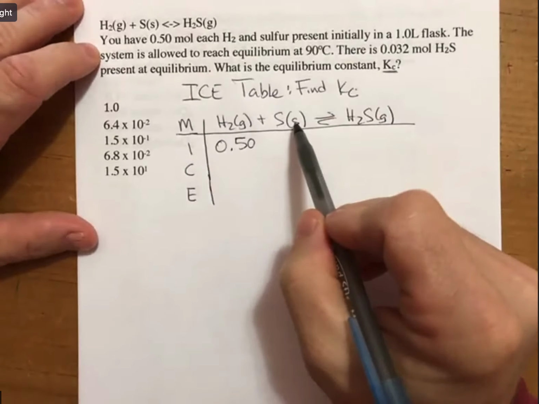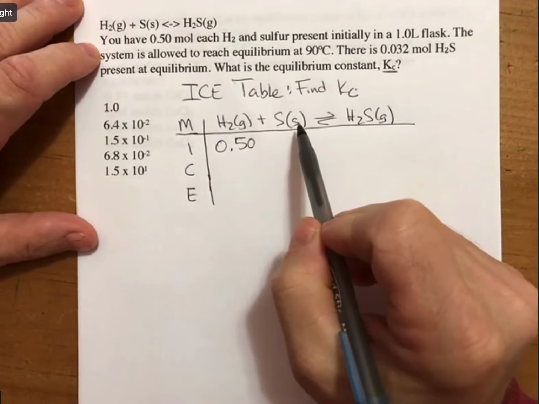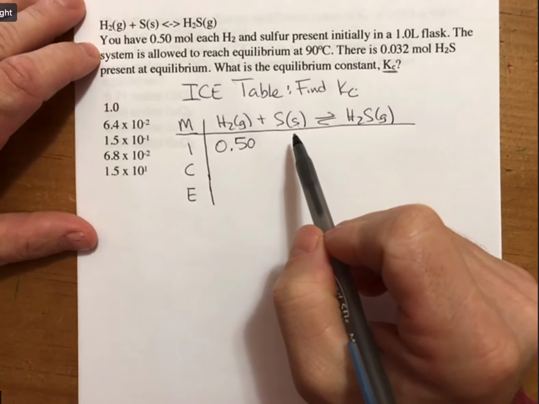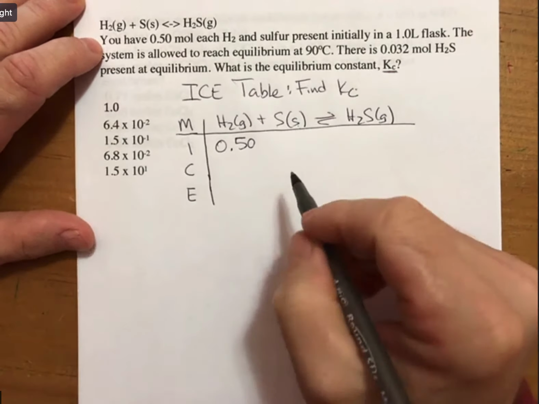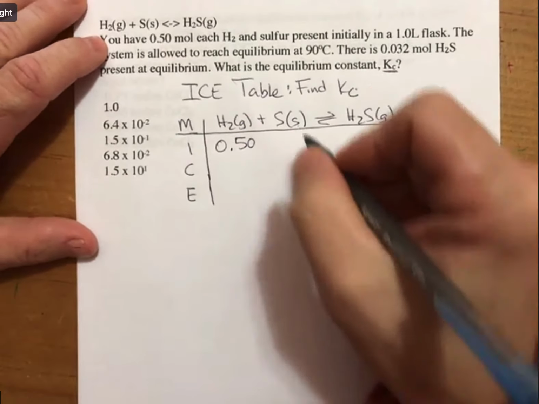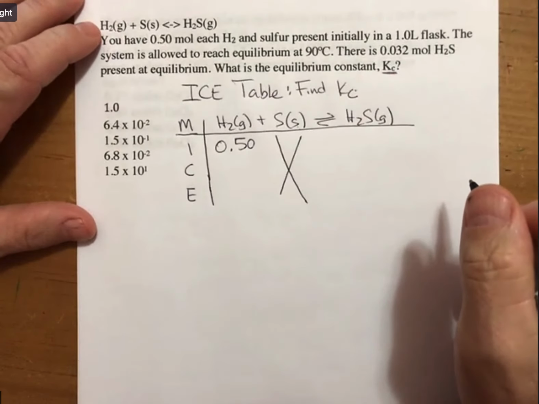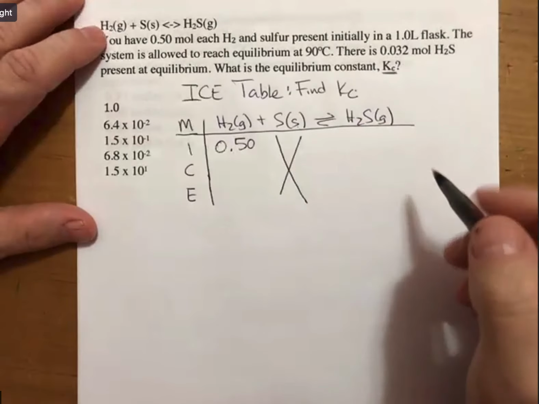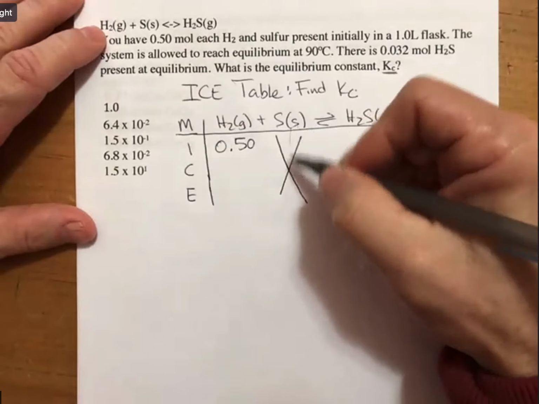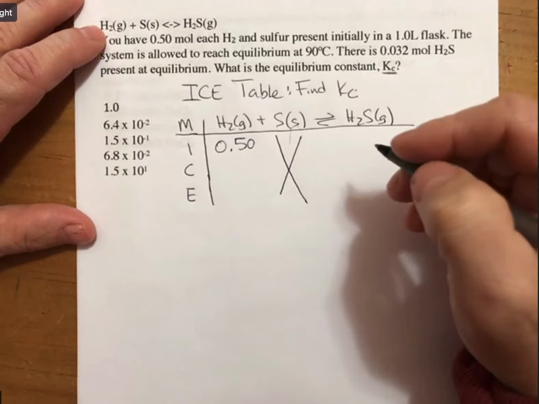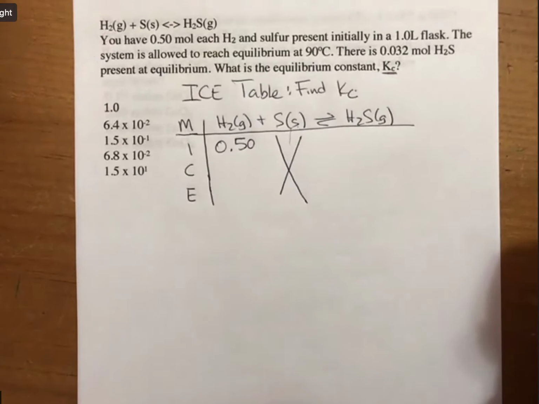My sulfur is a solid. We said solids don't show up in equilibrium constant expressions because solids don't have concentrations. And so whenever I see a solid, what I tend to do is put a big X below it. And this is just basically to cross out this column. We don't need this column in our ice table because solids don't appear in equilibrium constant expressions.